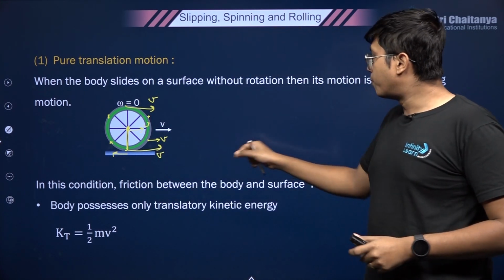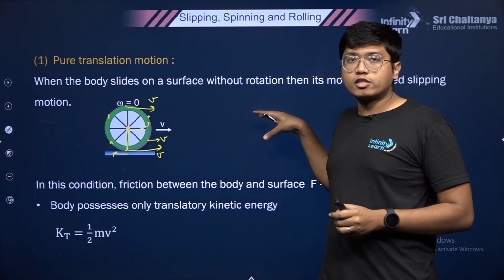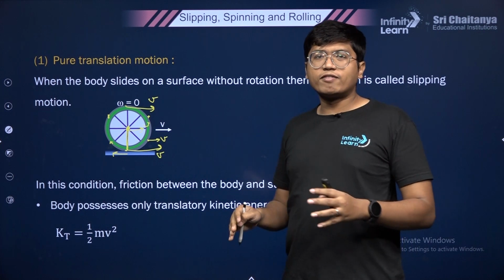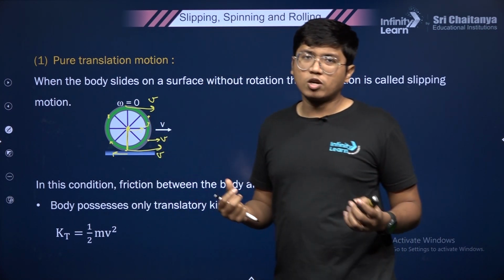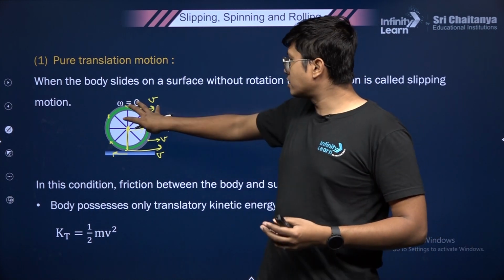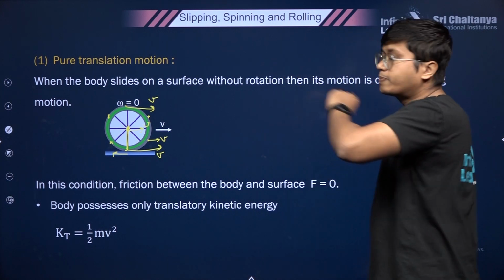Next, the body possesses only translational kinetic energy because it's just translational motion. It's given by half mv square. You can deal with it in terms of just the center of mass and the velocity of the center of mass. You can just consider the total mass as a whole and put that as the value of m. Now this is pure translation.